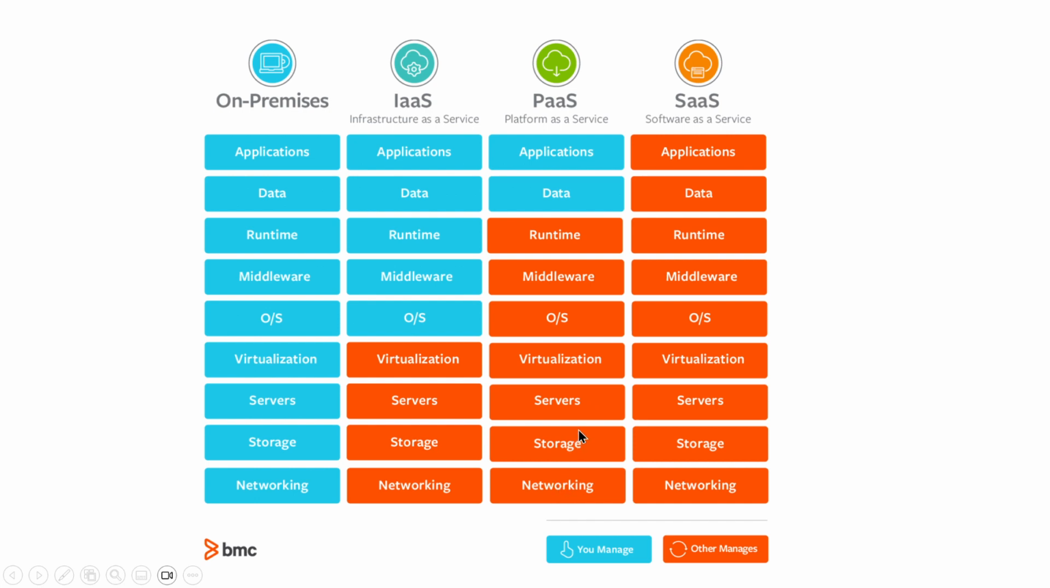Which means if there's a security patch that needs to be run, then at the platform as a service level, it would be the cloud service provider who would install the patches. But if it was infrastructure as a service, then you would be responsible for installing those patches to the operating system.